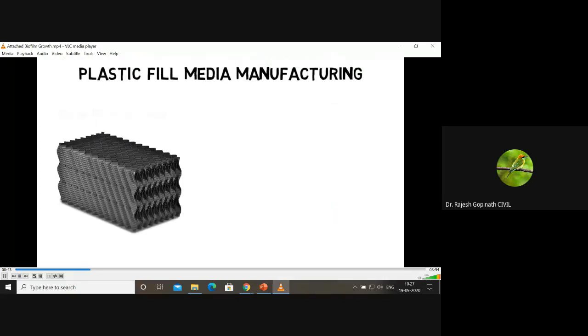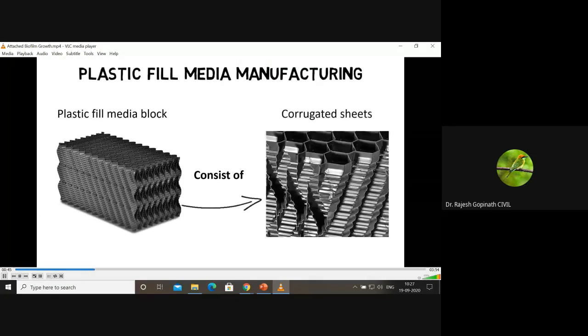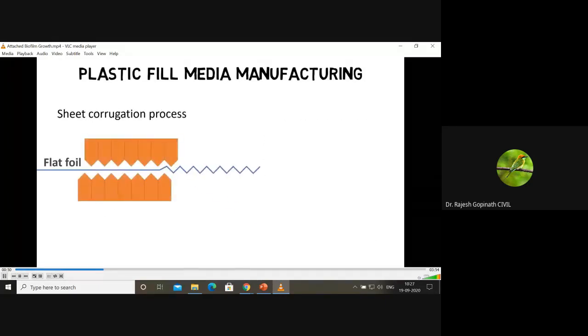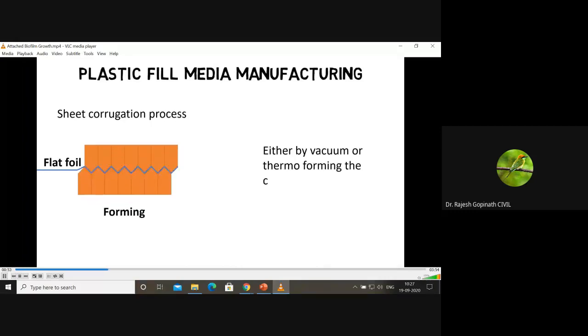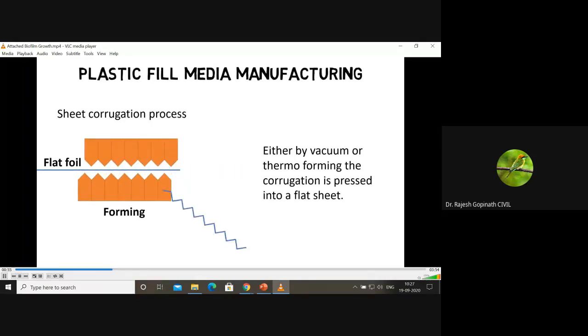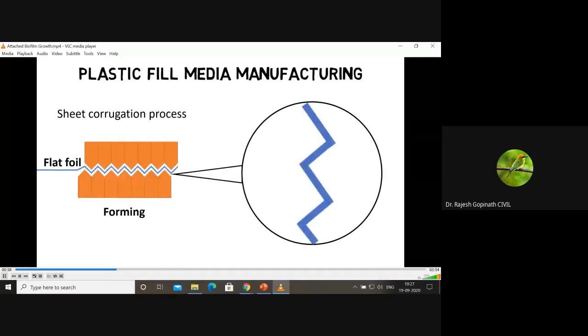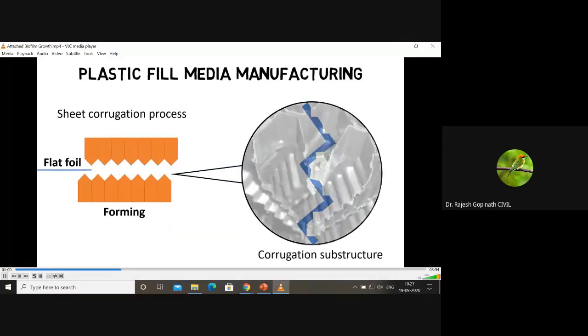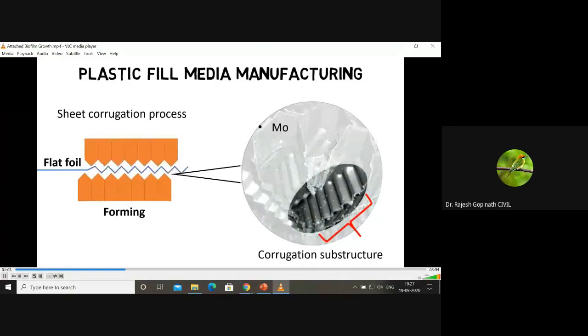Plastic-filled media blocks consist of corrugated sheets usually made of PVC or polypropylene material. Either by vacuum or thermoforming, the corrugation is pressed into a flat plastic sheet. In detail, you can see a corrugation structure within the main corrugation. On the one hand, this provides more surface area for the attached biofilm growth, but on the other hand, the corrugation structure functions like stiffeners, giving the flat sheet more resistance to compression buckling. Details in the corrugation shape differ from manufacturer to manufacturer, and they are often a patented secret.